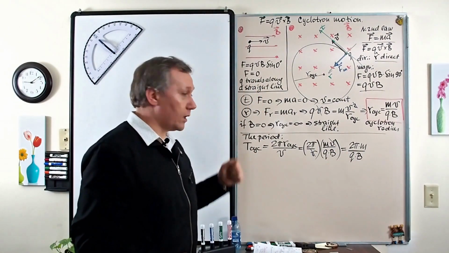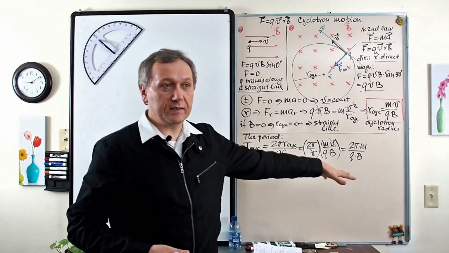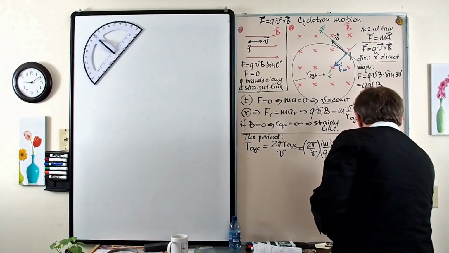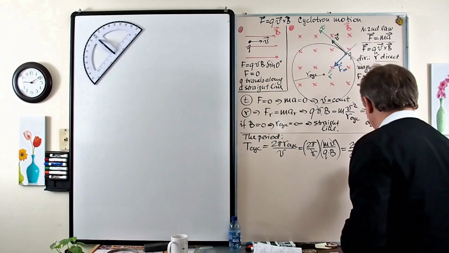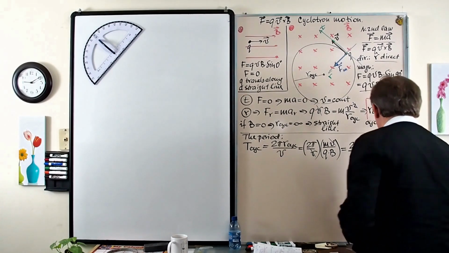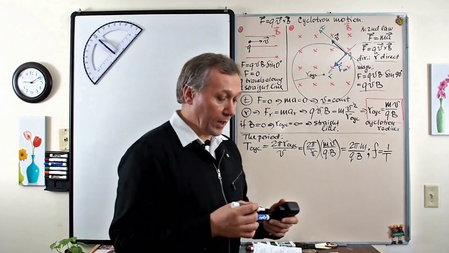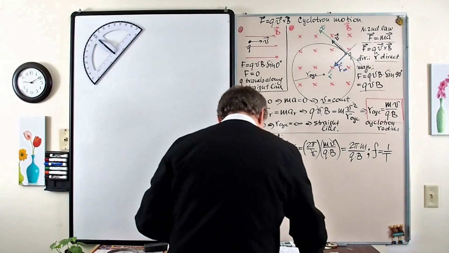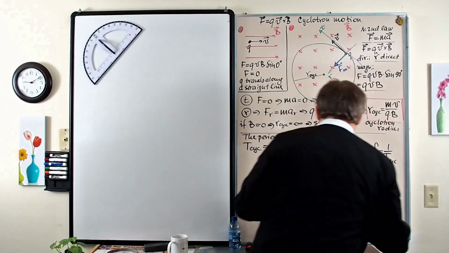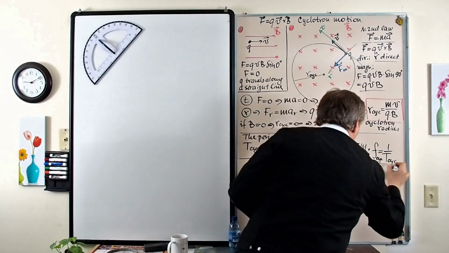That's our period. Now, once we know the period, we can easily get, for example, the frequency. I'm not going to write a new line, I will just write over here. Of course, we all know that frequency is the reciprocal of the period. So we just flip this, and it will be q B divided by 2 pi times mass. I can also add the subscript cyclotron. So that's an important addition.